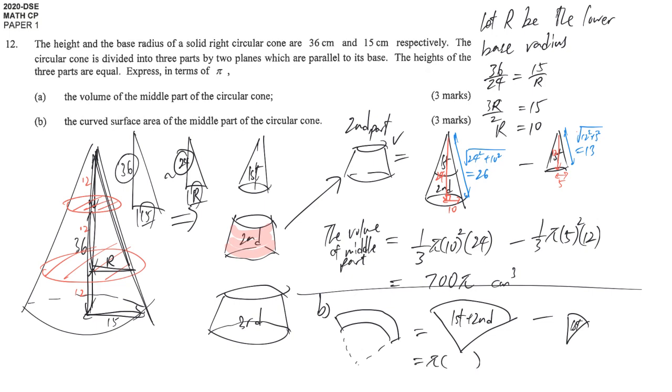Pi RL, the base radius of this cone is 10, while L, the slant height of this cone, is 26. Similar calculation for the other part, we have 5 and 13. Therefore, we have 195 pi. In this question, they say express in terms of pi, so these two answers are good enough to answer the question.